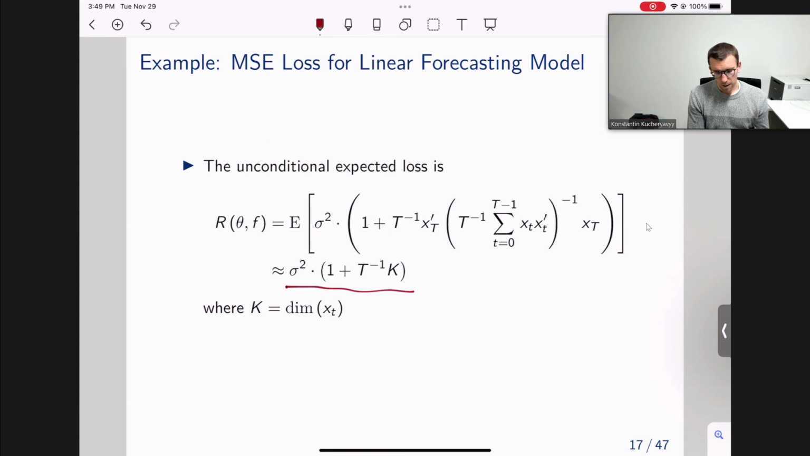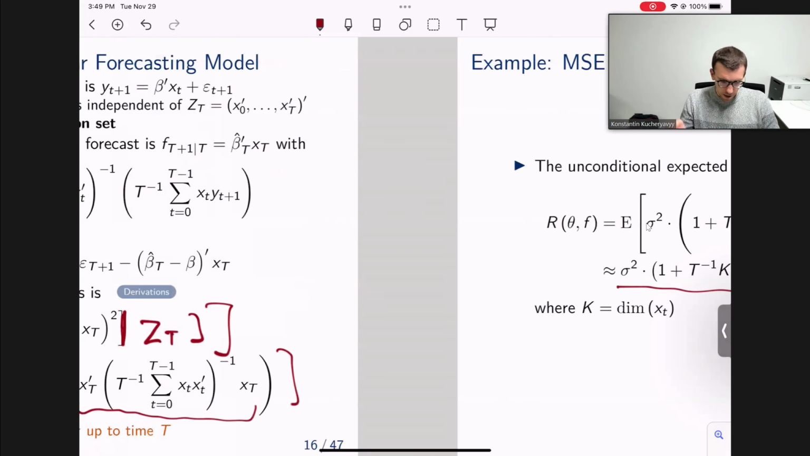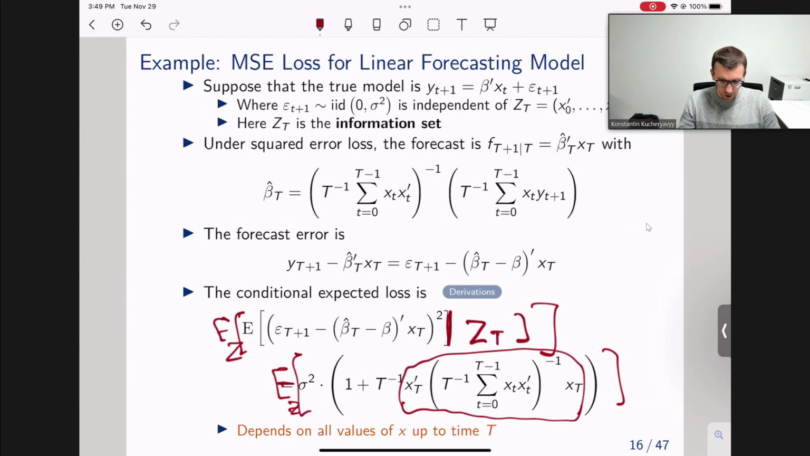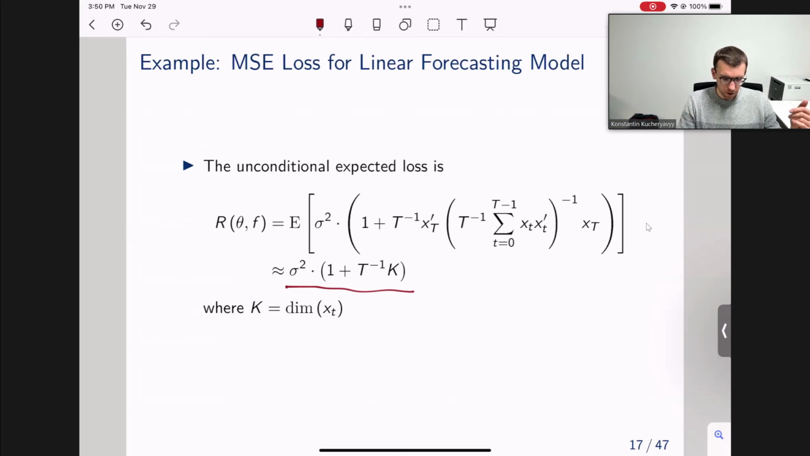Now, supposedly, this holds both for random and non-random data. For non-random data, this expression is supposedly also approximately k, where k is the dimension of vector beta. And for random data, this is also approximately k.